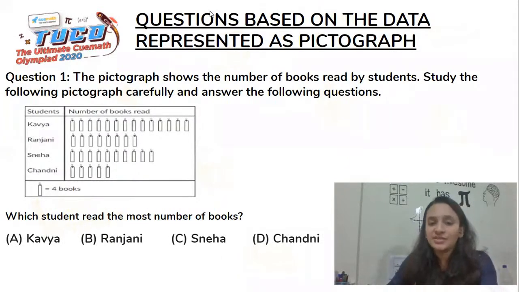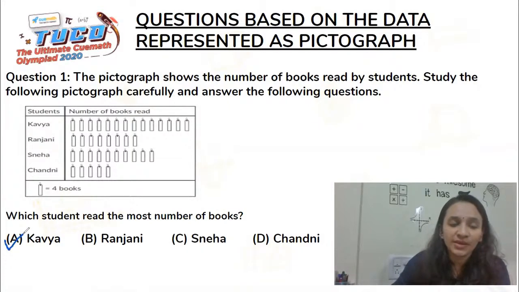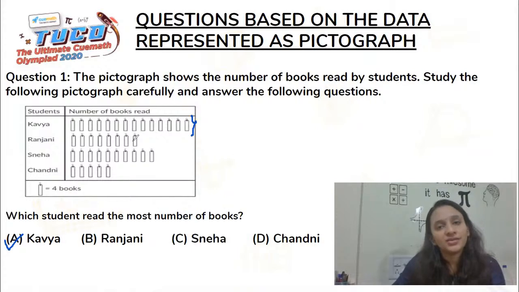We have Kavya, Ranjani, Sneha, and Chandni. So very clearly, Kavya is the correct answer to this question because we see a lot many book tags as compared to the other students. With this, we'll move on to our next question.